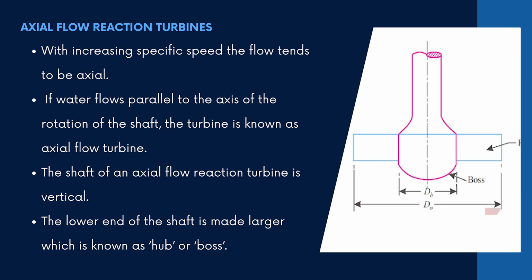It has been observed that with increasing specific speed, the flow tends to be axial. If water flows parallel to the axis of rotation of the shaft, the turbine is known as axial flow turbine. The shaft of an axial flow reaction turbine is vertical. The lower end of the shaft is made larger, which is known as hub or boss. The vanes are fixed on the hub and it acts as a runner for axial flow turbines.